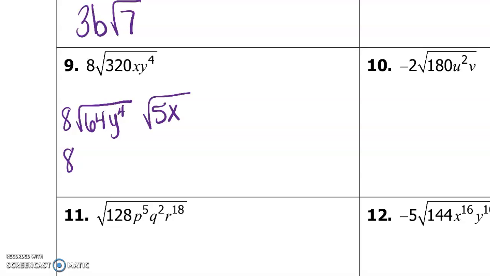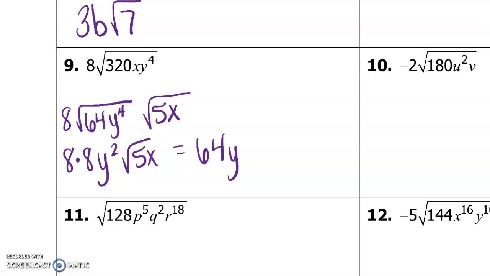Bring your 8 down, times square root of 64 is 8. Y to the second, again you do 4 divided by 2. That's how I get my 2 for my exponent. Square root of 5x comes along. So our final answer is 8 times 8y squared square root of 5x.